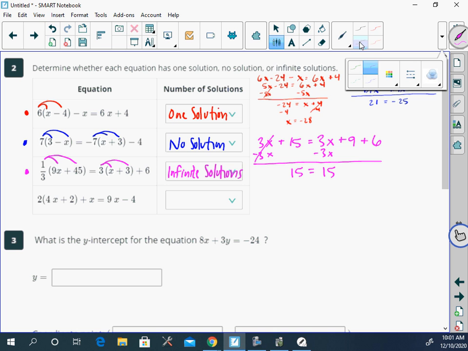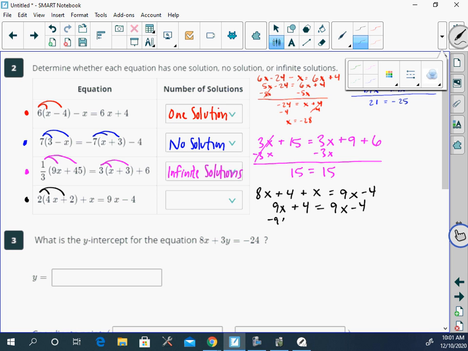Let's finish out that bottom one here now. So the bottom one, I'm going to distribute the 2 through. So I get 8x plus 4. Then I have a plus an x in the back there equals 9x minus 4. Combine like terms here. We have 9x plus 4 equals 9x minus 4.